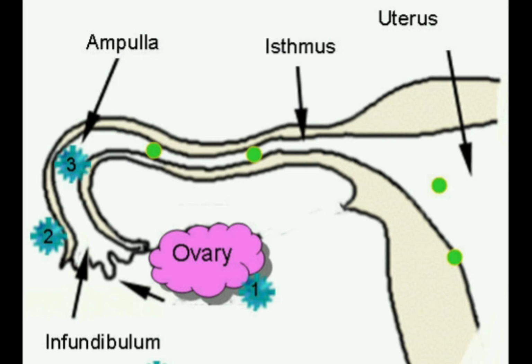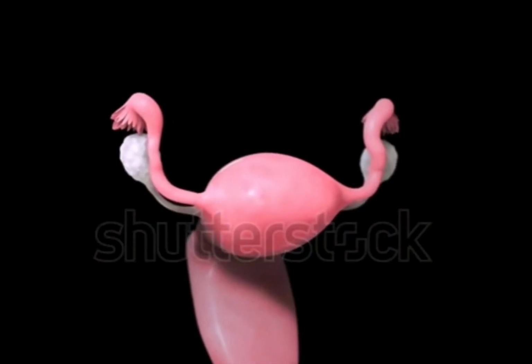The infundibulum leads to a wider part of the oviduct called the ampulla. The isthmus is the last part of the oviduct, having a narrow lumen which joins the uterus.